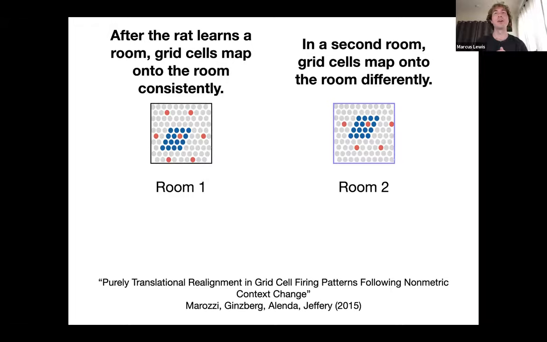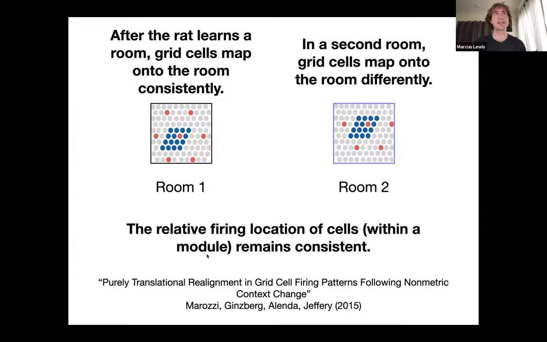In the study, they had to change the colors of the walls and the odor of the room, and those two changes combined would cause the grids to shift like this. But making just one of those changes often wasn't enough. So it seems like the system is doing some amount of generalization or reusing of its representation scheme, but some amount of splitting as well. And as I mentioned, the relative firing of the cells stays constant. You get this sort of rhombus where the relationships are the same within them.